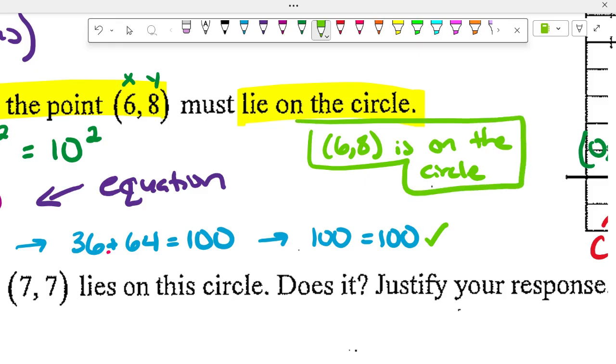So these should be some of the easiest questions you ever get. If they give you the equation of a circle and they ask you if a point is on said circle, you just plug in those points for x and y, evaluate the left side, and make sure it equals the right side. If it does, it is a point on the circle. If it doesn't, it's not a point.